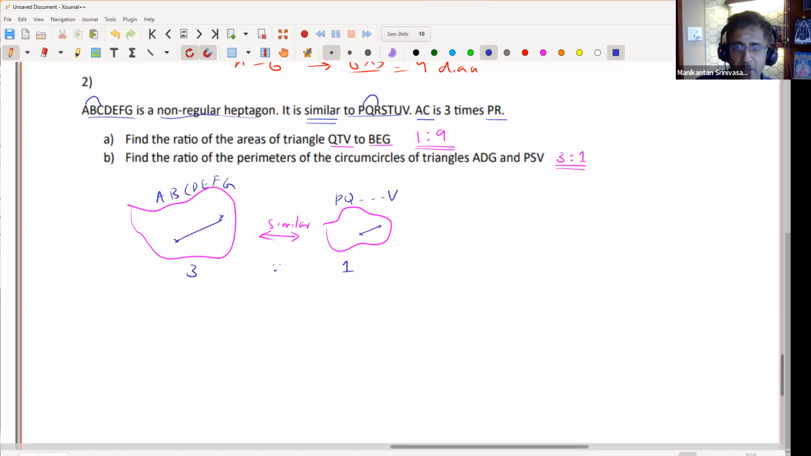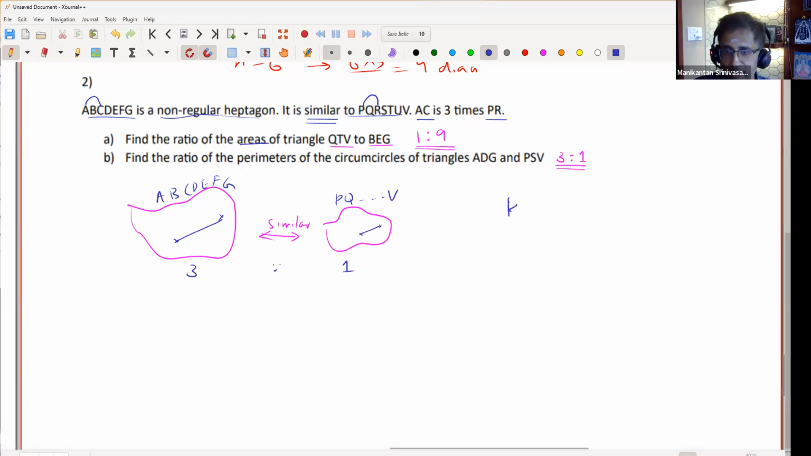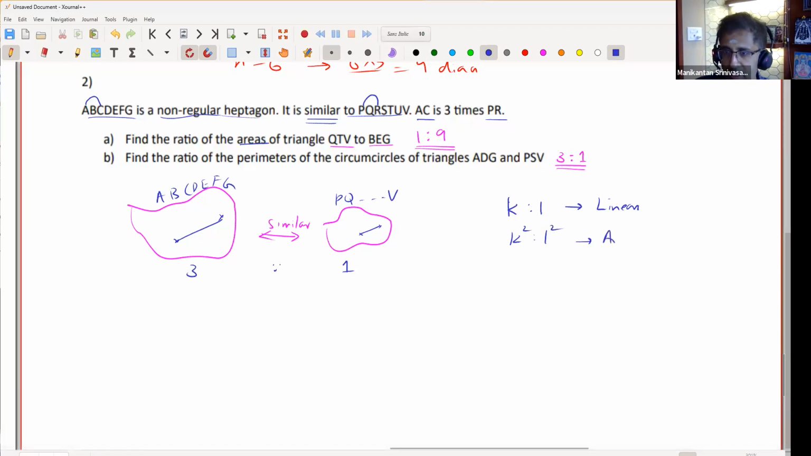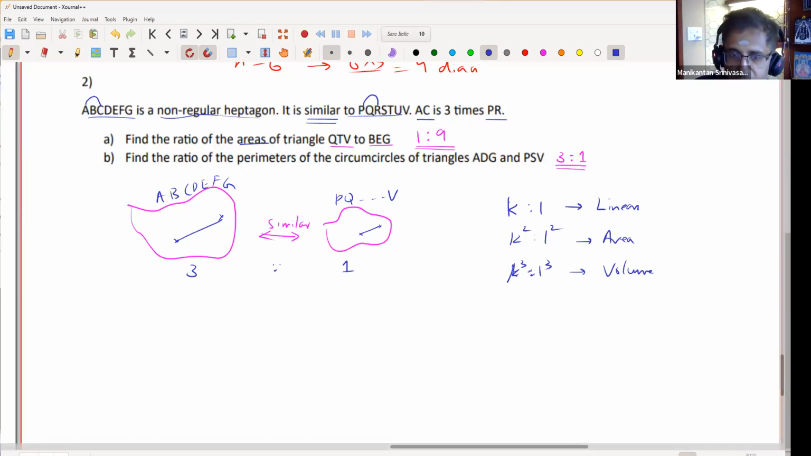Okay. So the ratio of the areas would be K square is to 1. If the scale factor is K is to 1, any linear ratio will be in the same ratio as K is to 1. Any area will be in the ratio K square is to 1 square. Any volume will be K cubed is to 1 cube. For example, I can make up a 3-dimensional question based on this, and then that volume ratio will be K cubed is to 1. So for example, I can have a big man and a small boy, right?